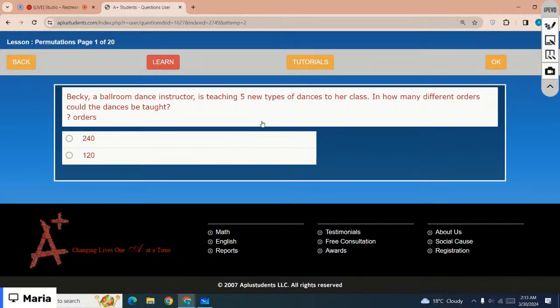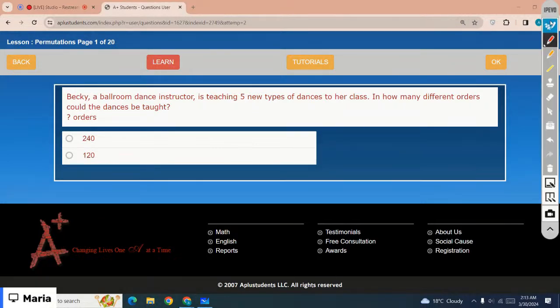So 5 factorial is 5 times 4 times 3 times 2 times 1, right? Exactly the same way we calculated before. That is 5 times 4 times 3 times 2 times 1, which is 120. So the correct option is 120. Option number 2 is the correct option.